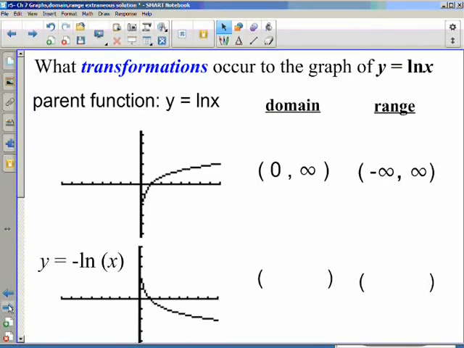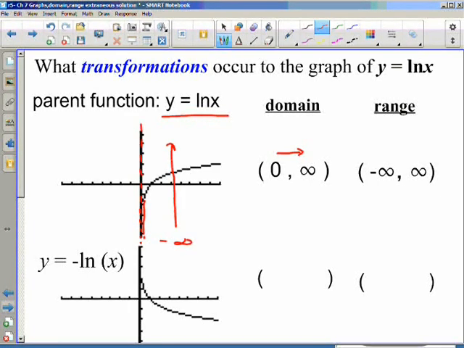Our parent function, y equals ln of x, has a graph that looks like the one shown. And you can tell by looking at the graph that all the values go from 0 exclusive all the way up to infinity. And likewise, if you follow this graph, it's very close but not quite reaching the y-axis. It goes down to negative infinity all the way up. It's hard to tell, but it keeps going up to positive infinity. So there's our range.